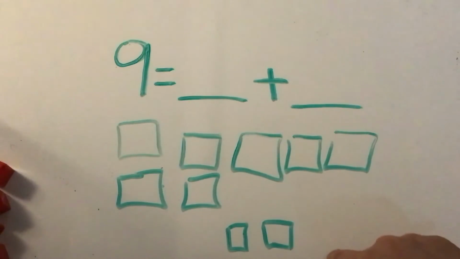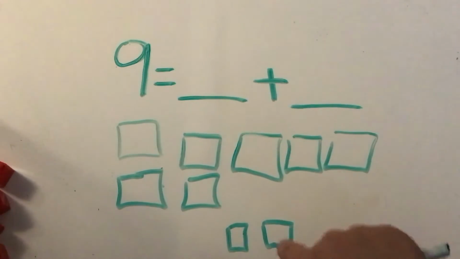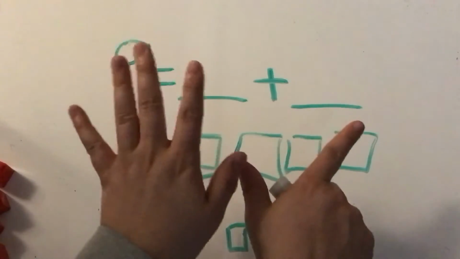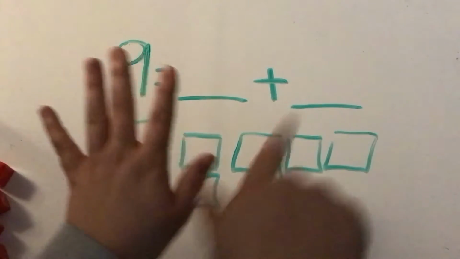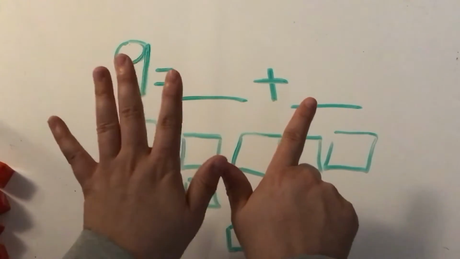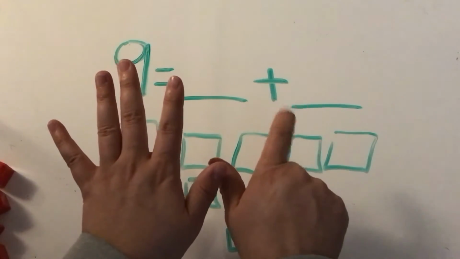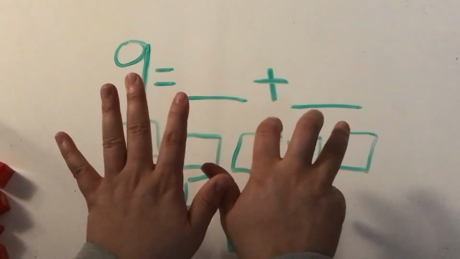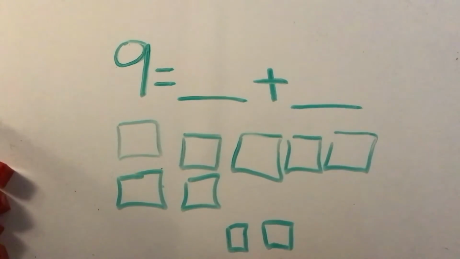I was able to know how many of his blocks were small because I used my fingers to count, because I already had 7 large blocks, and I needed to get to 9. So when I counted on my fingers, starting at 7, 8, 9, I only put up 2 fingers. That means I needed 2 small blocks.